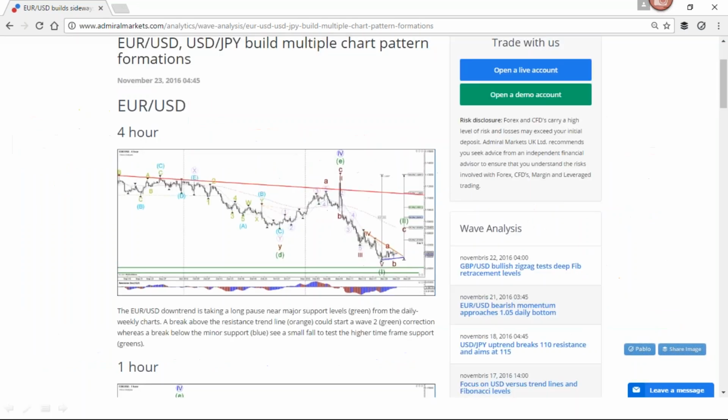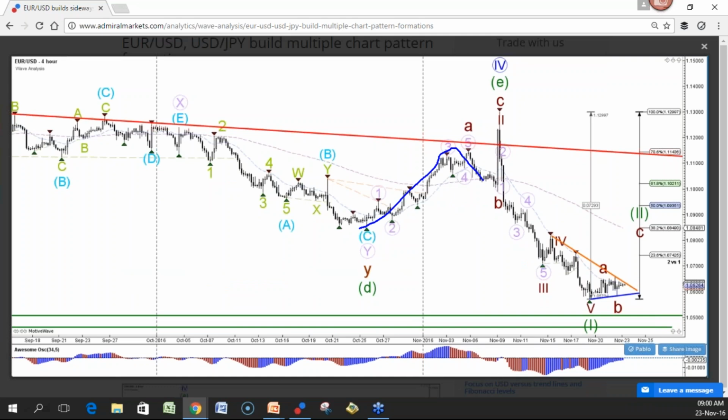For me, at that time, I was expecting the ABC up for that E, or part of the E. Invalidation of that ABC was this bottom. It didn't get invalidated, as you can see, and indeed the fibs made price turn for that C.